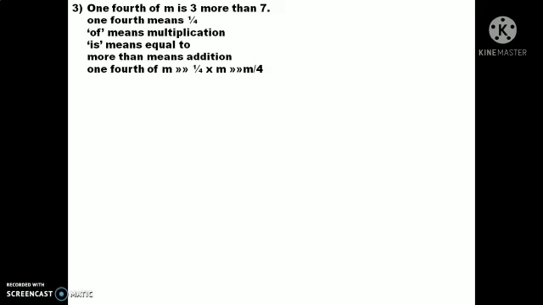Is means equal to 3 more than 7, that is 3 plus 7 equal to 10. So what is the final answer? M by 4 is equal to 10. Why 10? 3 more than 7. Convert the following equations in statement form.